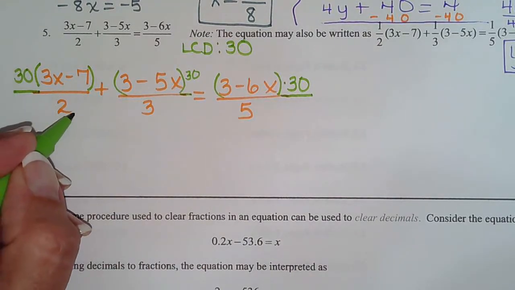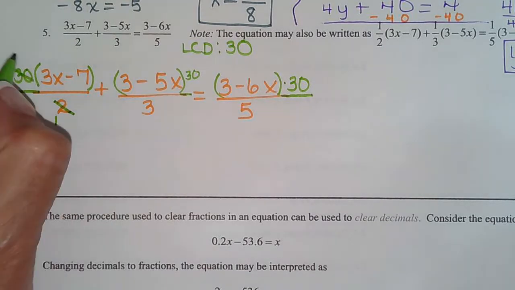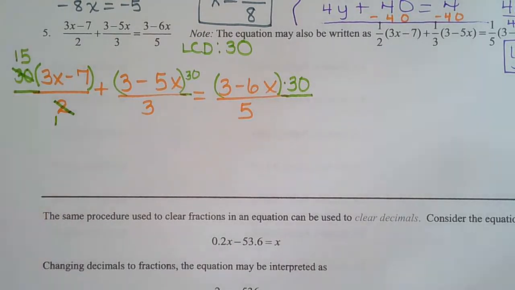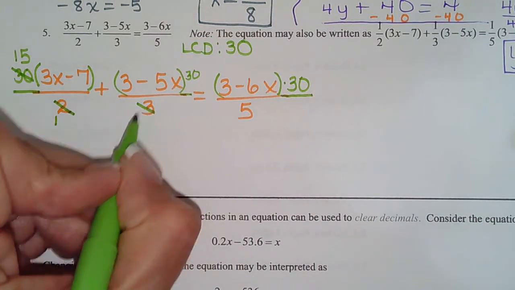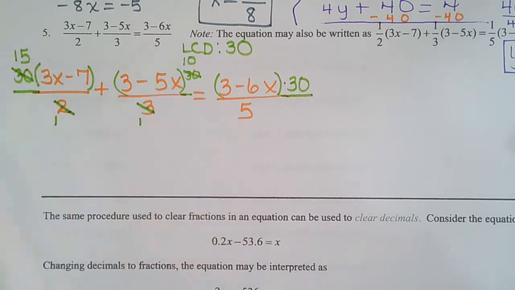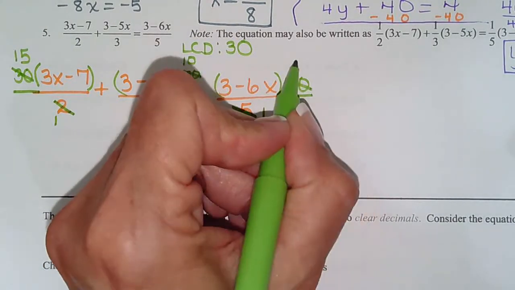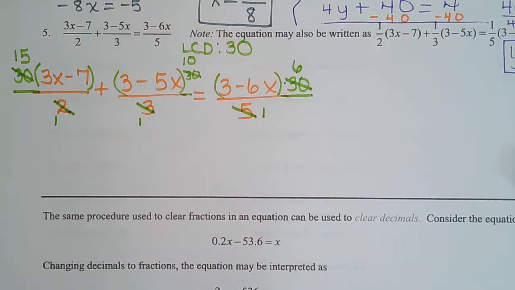So you say 2 goes into 2 once, 2 goes into 30 15 times. And you go down the line and do that. 3 goes into 3 once, 3 goes into 30 10 times. 5 goes into 5 once, 5 goes into 30 6 times. So now you're going to distribute that new number, and you don't have to distribute then divide. So now you just work with a lot smaller numbers.